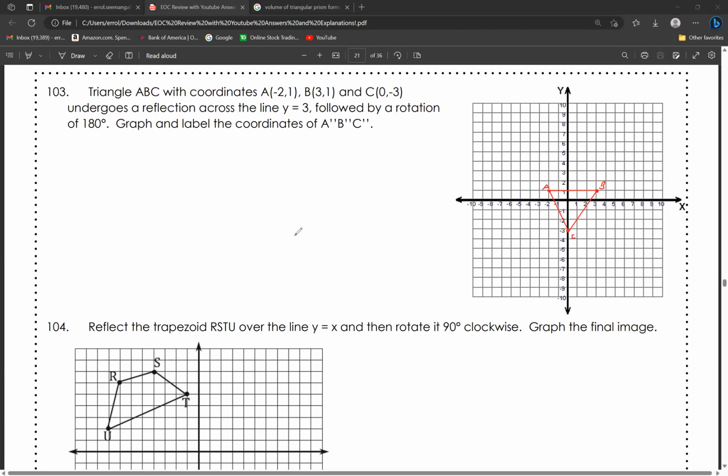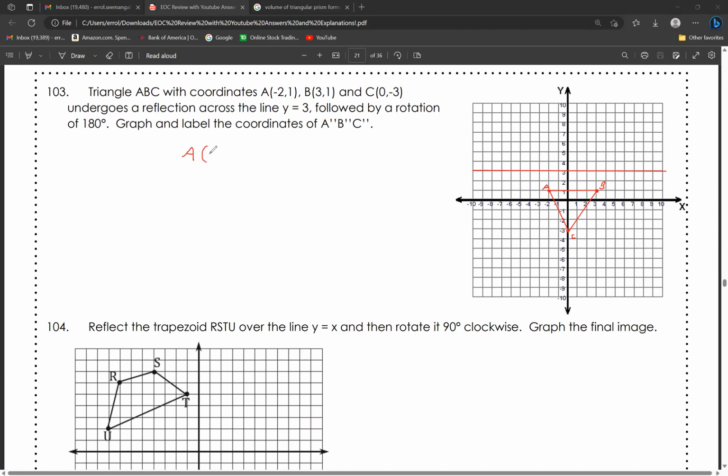Undergoes a reflection across the line y equals 3. Okay, so let's draw our y equals 3. Y equals 3 is right here. Undergoes a reflection across line y equals 3, followed by a rotation of 180. Graph and label the coordinates of the new one. Let's do it step by step then. Let's do it like this.